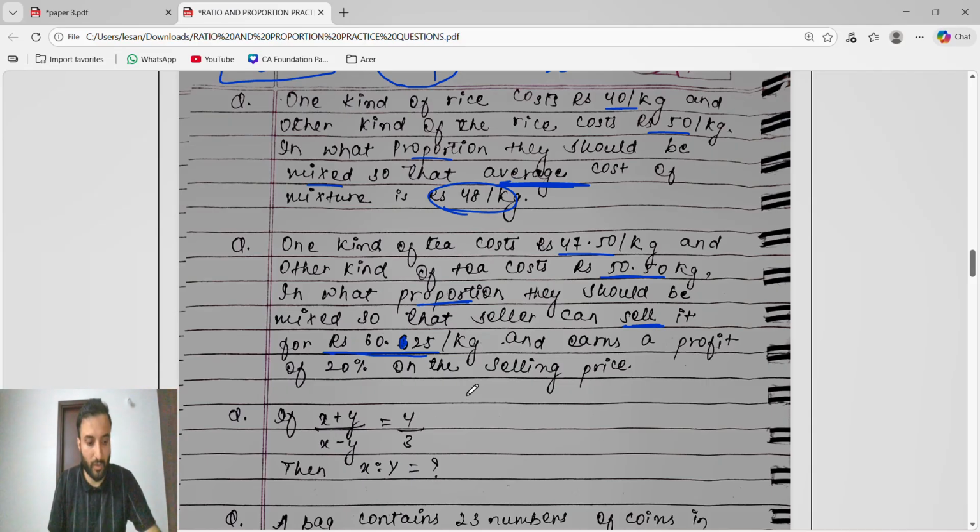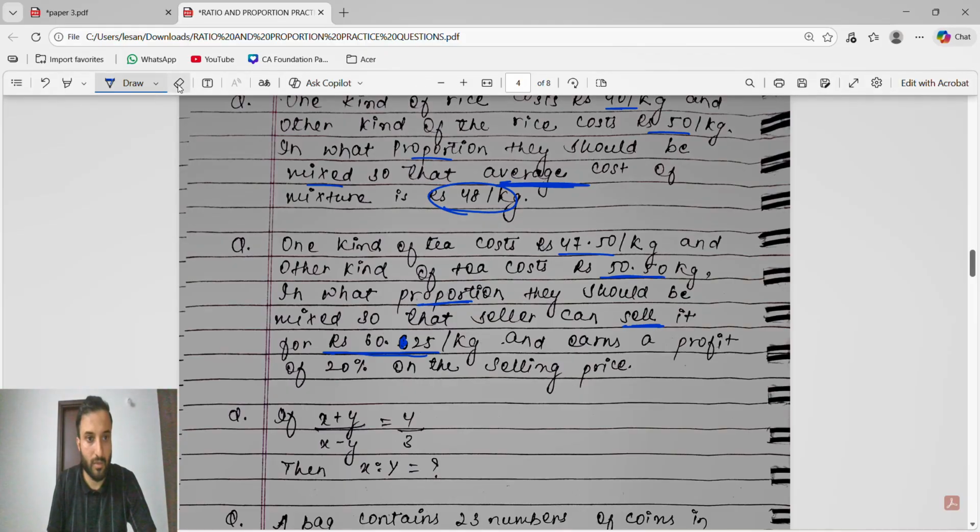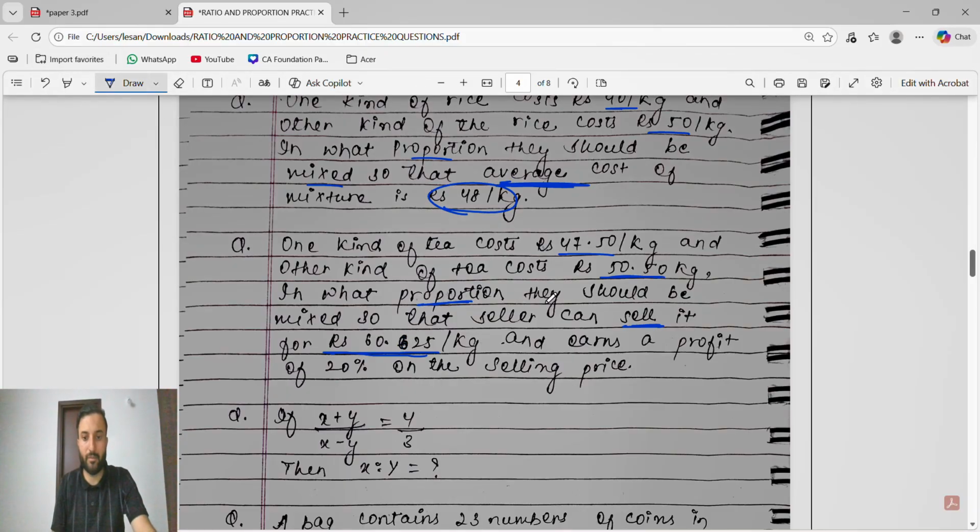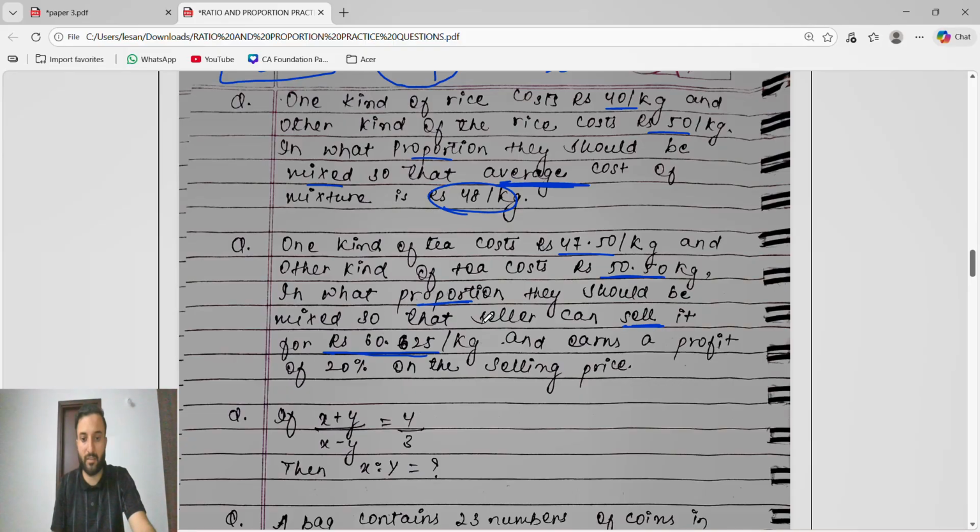60.25. Sorry. 60.625. 60.625 is the selling price, because they said they should be mixed so that the seller can sell it. So seller can sell it means 60.625 is the selling price, and earns a profit of 20%. Right, देखो, profit of 20% of selling price.